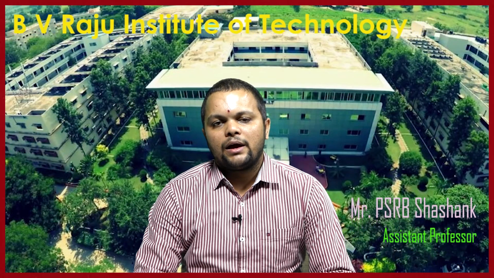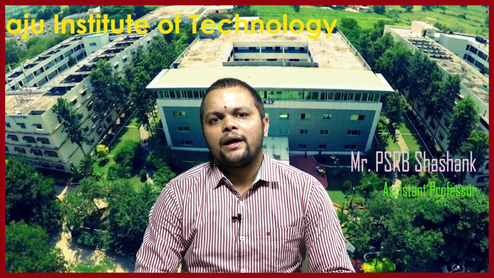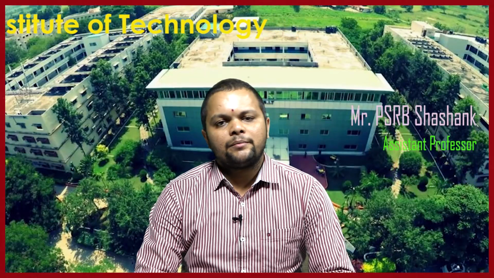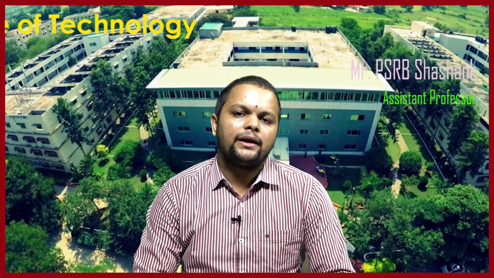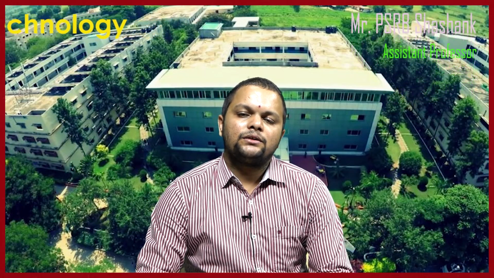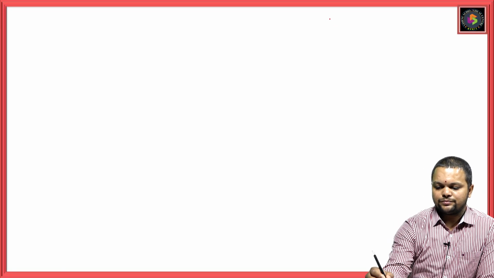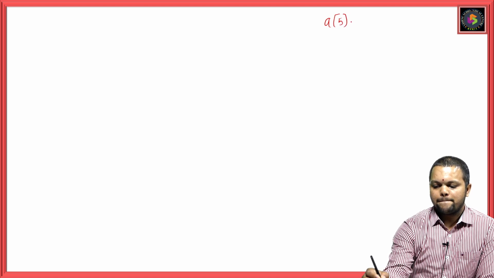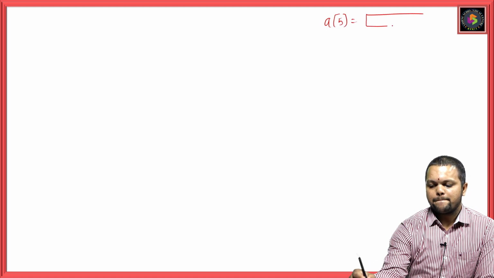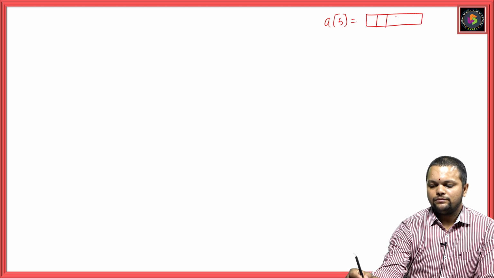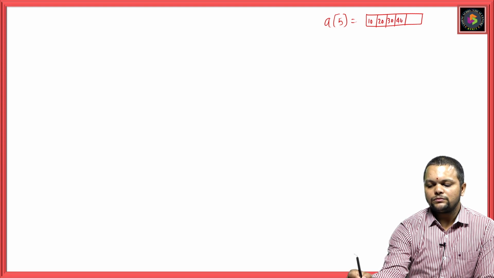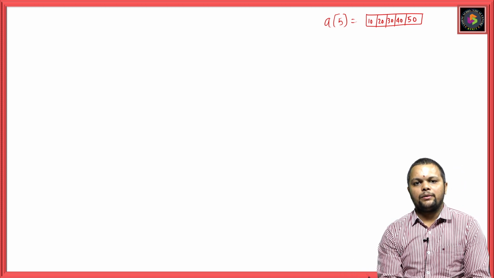If I have an array and I want to pass it to a function, I can pass a single element directly, but if I need to pass the whole array, the first thing I need to pass is the base address of the array. How can you pass it? Say I have an array like this: 10, 20, 30, 40, 50. This is my array.